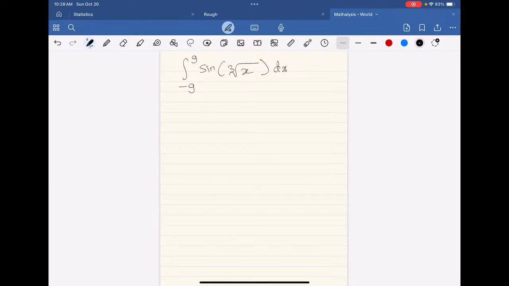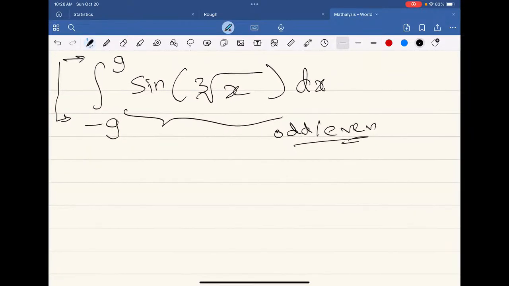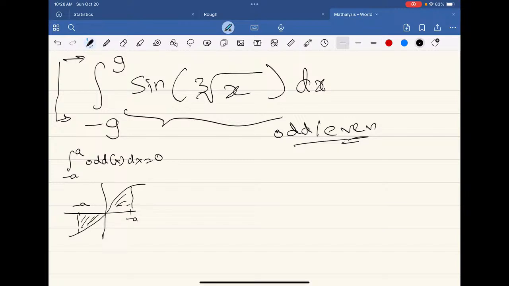Okay, now let's see how we deal with this one. Immediately, if I see that the domain is symmetric, what I usually try to do is see if there is an odd or even function, because I know that if the domain is symmetric, the integral from minus a to a of an odd function is directly 0, right? Because the odd function is symmetric about the origin. So from minus a to a, both of these areas will be equal, and they will be negative of each other, so they cancel out and the area will be 0.